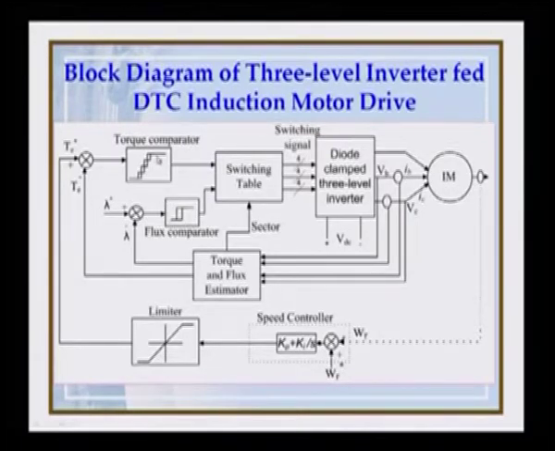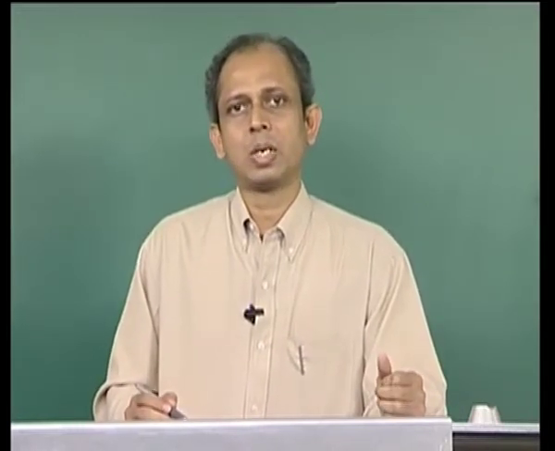So, we have a torque comparator and a flux comparator, and the sector information is also obtained by finding out psi ds and psi qs. So, we know in which sector the stator flux is lying, whether in 1, 2 or 6. So, we can find out the sector information, and by sector information we can know which vector should be applied to the induction motor, because we have various voltage vectors. So, they will vary depending upon the various sectors.